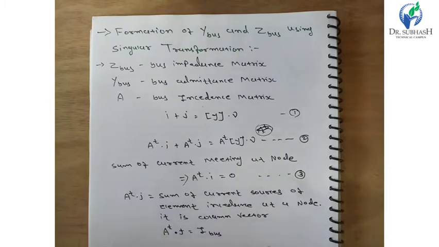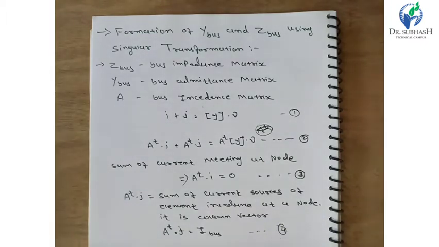Current sources and element incidence at a node. So the value is only current sources. So the output is I bus. When we write this, the equation in the given form is A^T J = I bus. This is equation number 4.